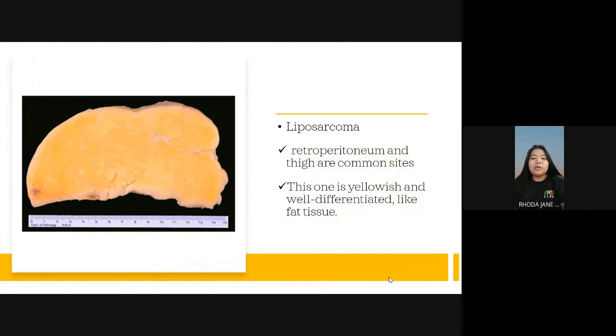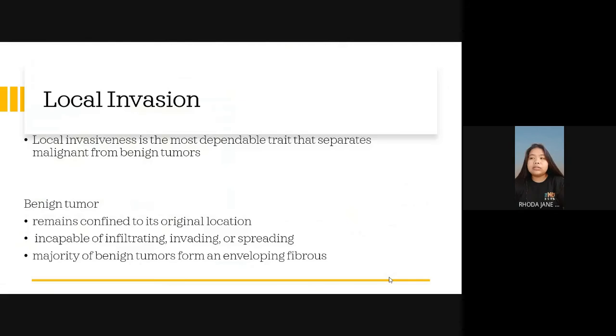This is liposarcoma. The retroperitoneum and thigh are common sites, and they affect people in their middle to late 20s. This one is yellowish and well differentiated, like fat tissue. Despite its indolence, it continues to develop until it reaches a significant size and has a proclivity to recur after excision. The third category is local invasion.